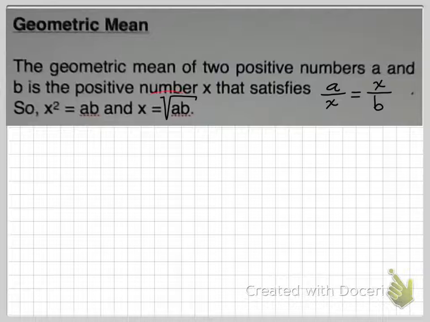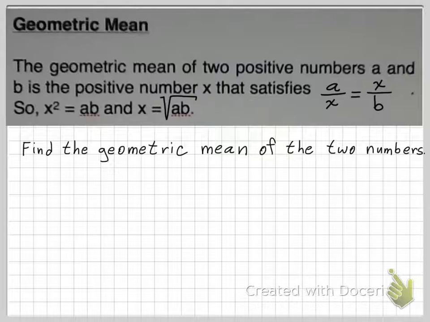But really the important part is right there, okay? That the geometric mean is equal to the square root of a times b. So basically, the geometric mean of two numbers is you take those two numbers and you multiply them, that's what a times b is, and then you take the square root, okay? Geometric mean, multiply the two numbers, take the square root.